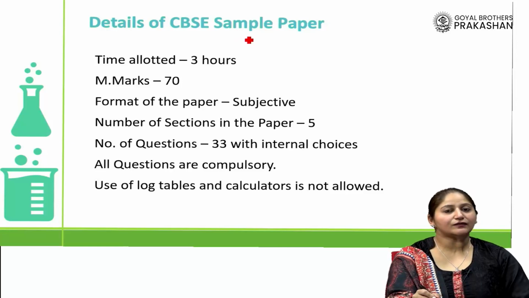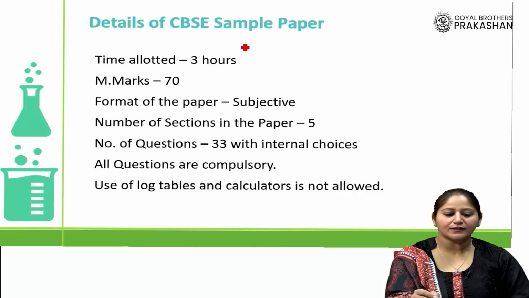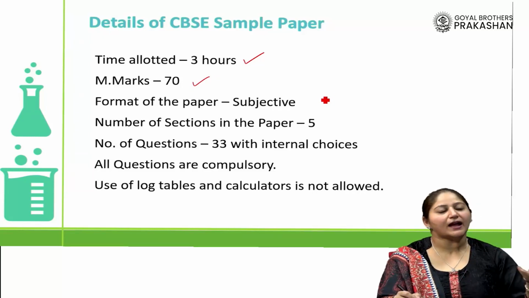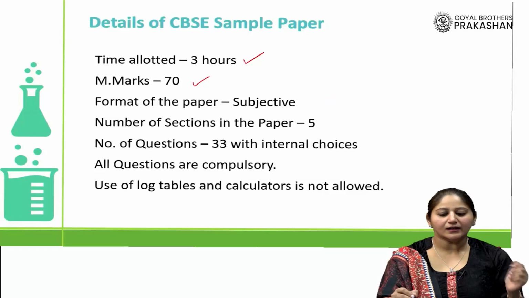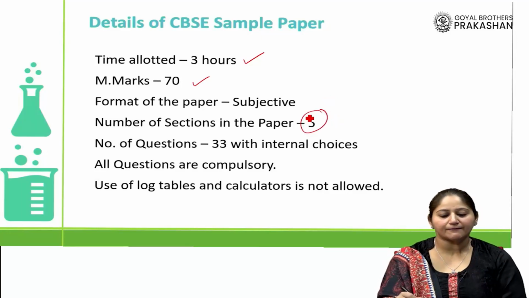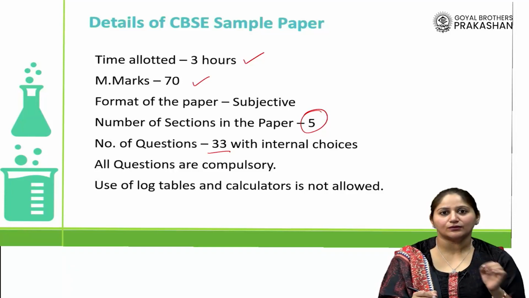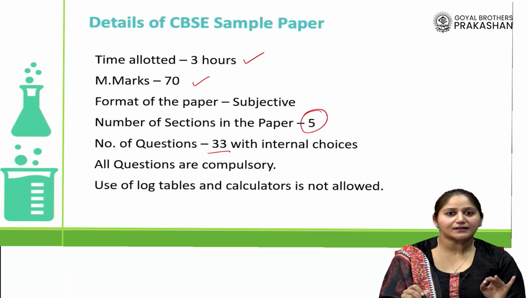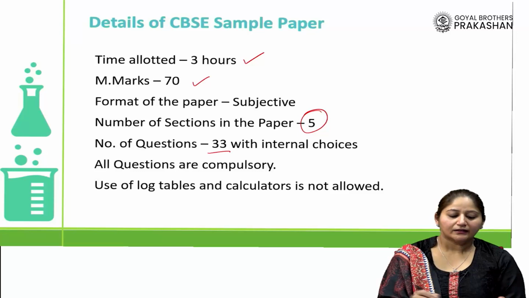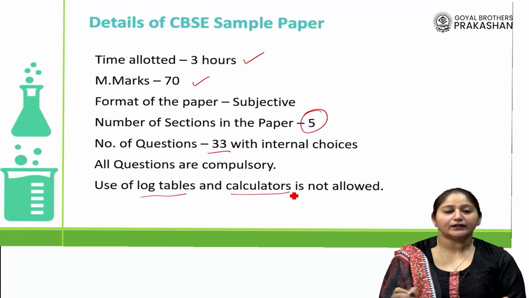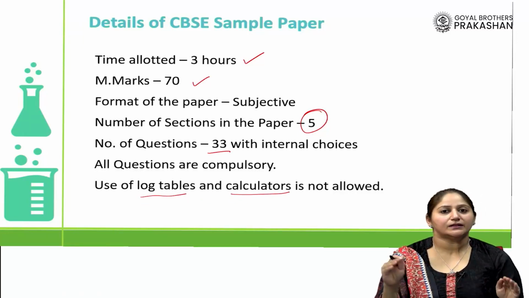So the details of the CBSE sample paper are as follows. Time allotted is 3 hours. Maximum marks 70. The format of the paper is that both subjective and objective questions are there. The number of total sections is 5. Total questions are 33 with internal choices only. All the questions are compulsory and the use of log tables and calculators is strictly prohibited.